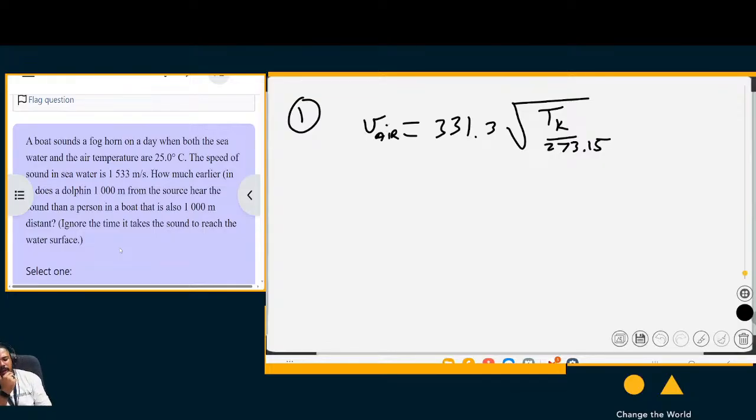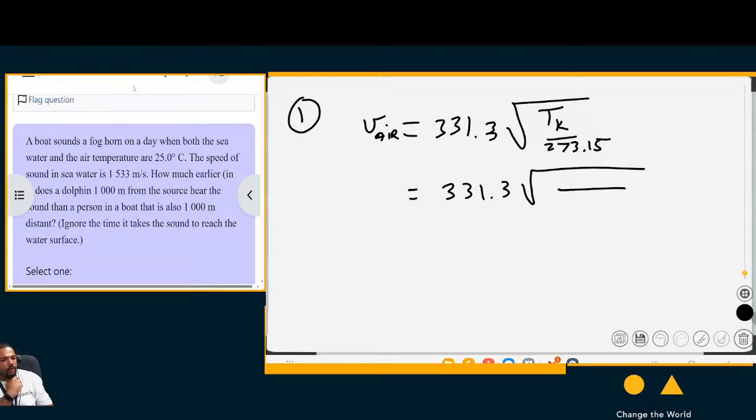Okay, now this is the speed of sound in air according to certain temperature fluctuations. Now, if we wanted, let's say, the speed of sound in air at a temperature of 25 degrees, like they say here, first of all, let's work out what 25 plus 273.15 is. Then that will be the absolute temperature. So it's 298.15.